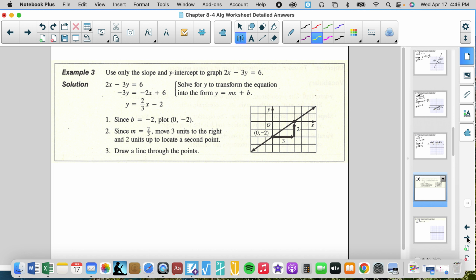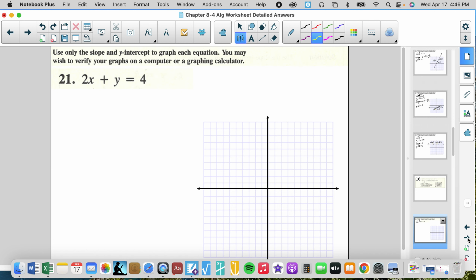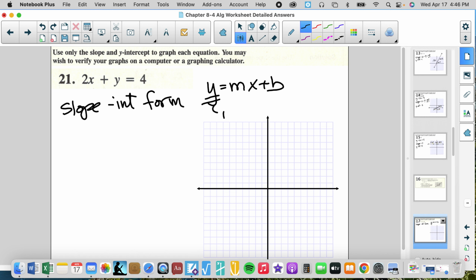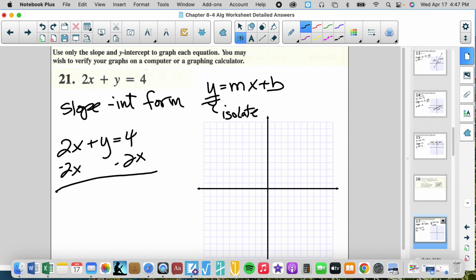All right, use only the slope and the y-intercept to graph this. We know slope-intercept form is in this format: y equals mx plus b. So we have to isolate y. We have 2x plus y equals 4. We subtract 2x from both sides. We get y equals negative 2x plus 4. My slope equals negative 2. My y-intercept equals 4. So I'm going to go 1, 2, 3, 4 on the y-axis. Then I'm going to go down 2, right 1, down 2, right 1.